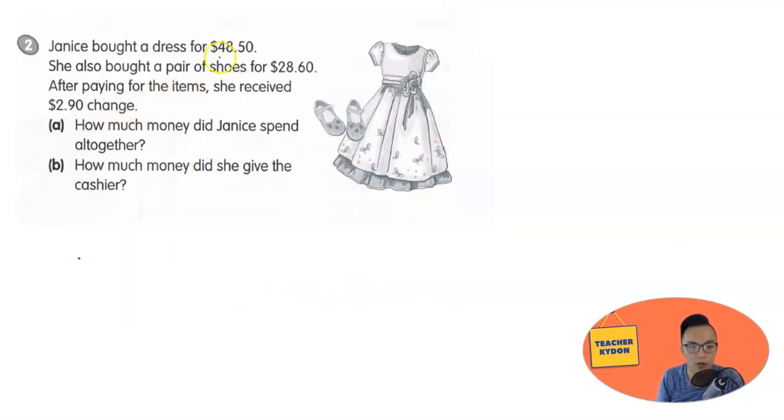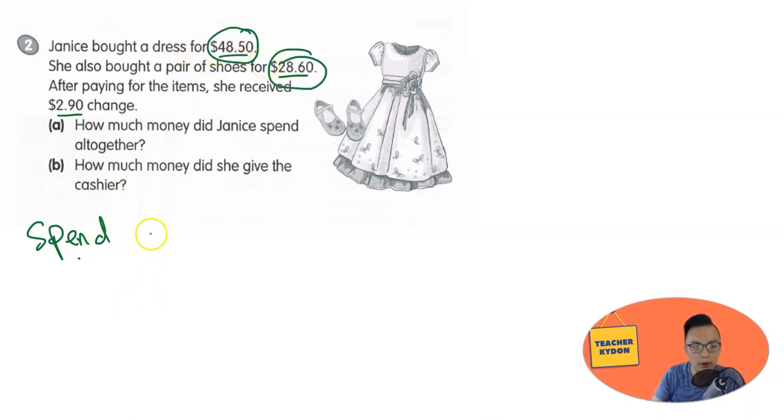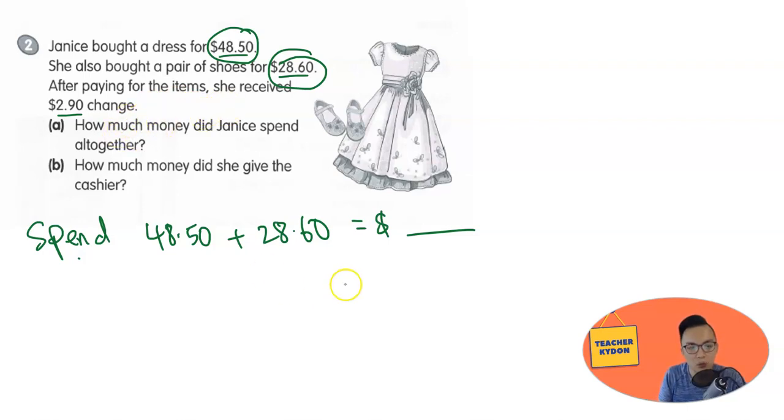Janice bought a dress for $48.50, shoes for this amount. She received $2.90 in change. How much did she spend altogether? Okay, so again, spend altogether is you take the dress plus the shoe. All right, so dress is $48.50 plus the shoe is $28.60. Then you get your spend altogether. After paying for the items, she received $2.90 in change. Okay, so this one I'll tell you the answer. It's actually 77.10.